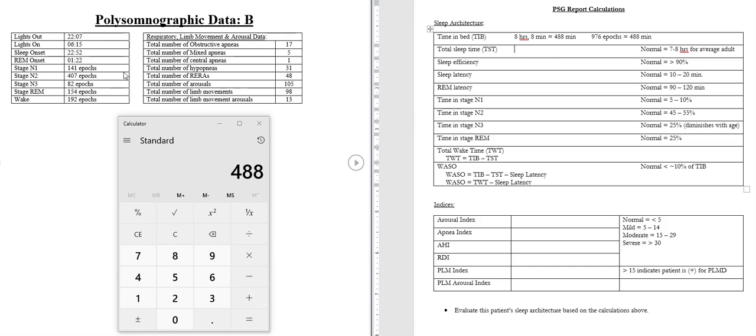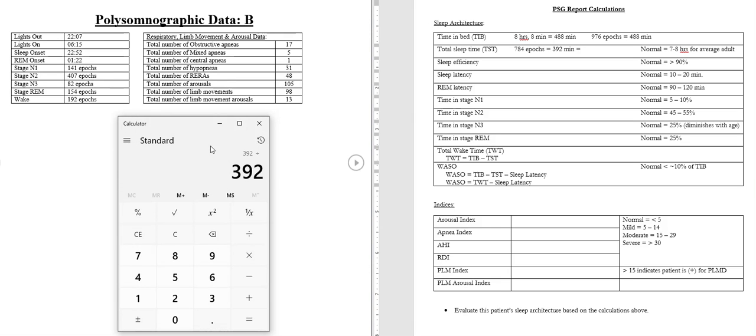So for total sleep time, we're just going to add up all of our epochs of sleep here. So that would be 141 plus 407 plus 82 plus 154. That's 784 epochs, which converted into minutes, we're just going to divide it by 2 because there's 2 epochs in every minute, because 1 epoch is equal to 30 seconds. So that's 392 minutes.